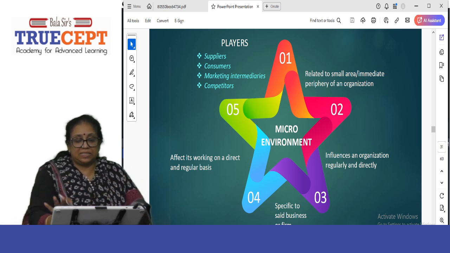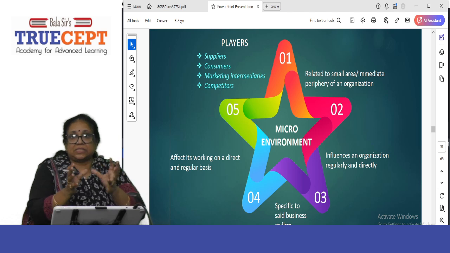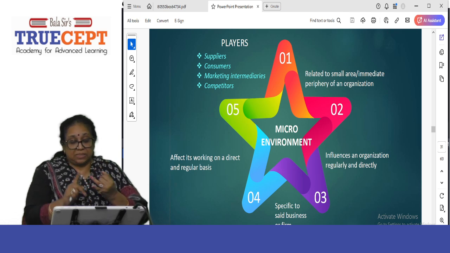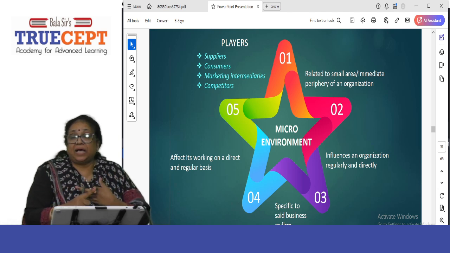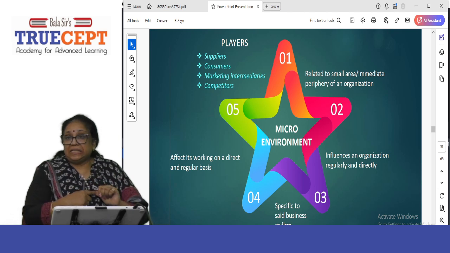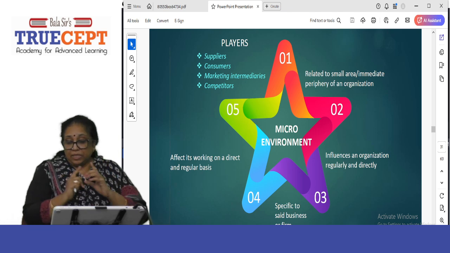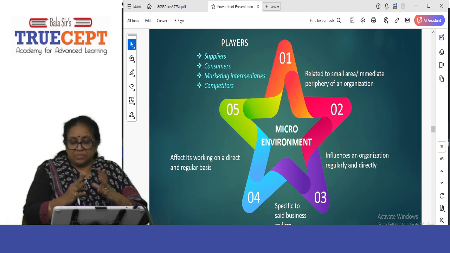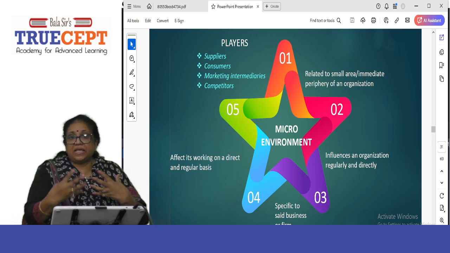See, in micro environment, these are the people related to a very small area, immediate peripheries, who are in my closest circle, who will affect. So we have actually the competitors, the consumers, then you have the owners, then you have the suppliers, the intermediaries, the agents. All these people will be the ones who are affecting you immediately. Influences an organization regularly and directly, specific to the said business or firm. See, it affects on a direct or regular basis. So every day I'm going to fight with them. Every day I'm going to interact with them.